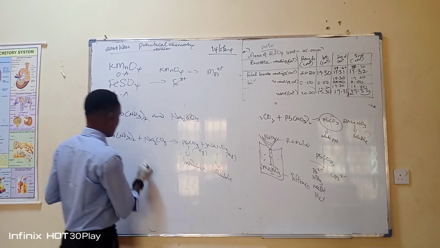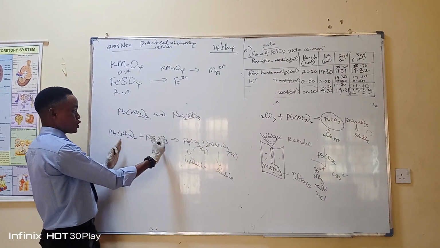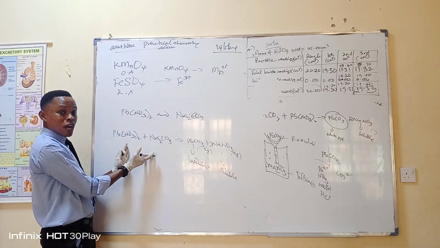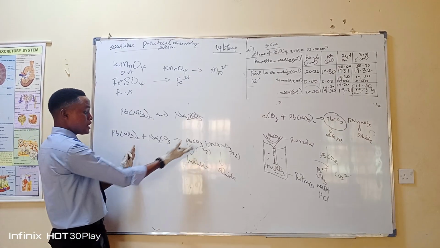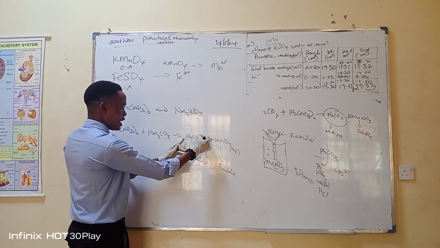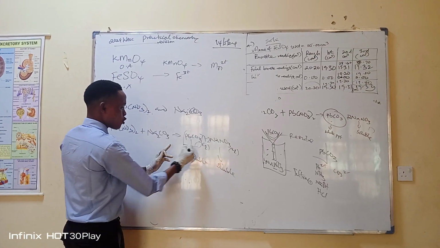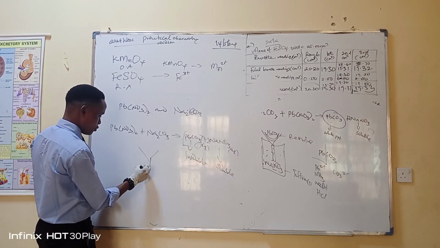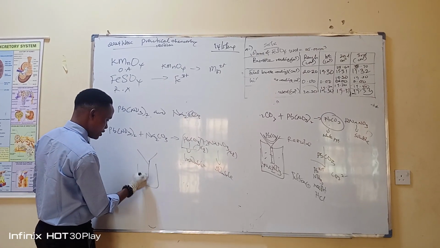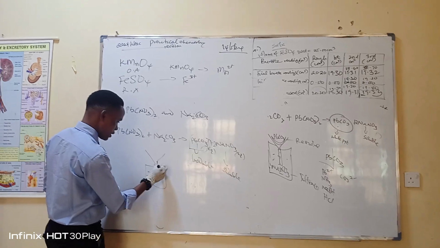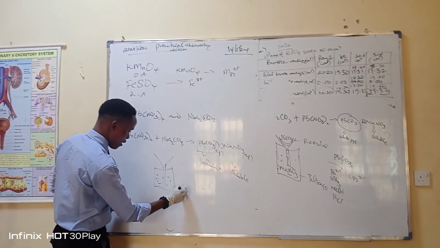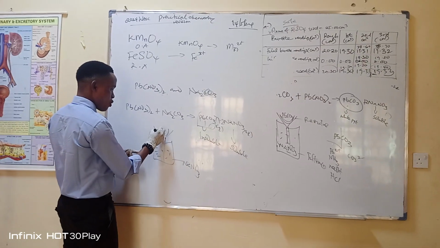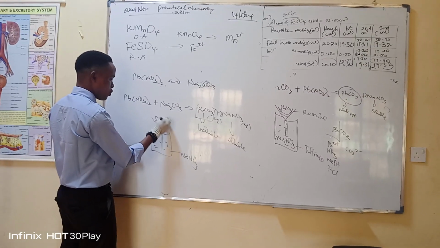So what it means is this reaction now is a precipitation reaction. We call it a double decomposition reaction. This type of reaction is actually used in preparing an insoluble salt. So this is what you will be expected to have: here we have our NaNO3, and in our filter paper, we will have our PbCO3.